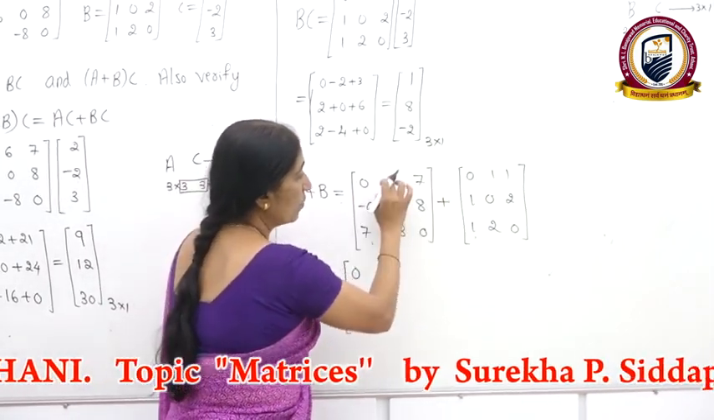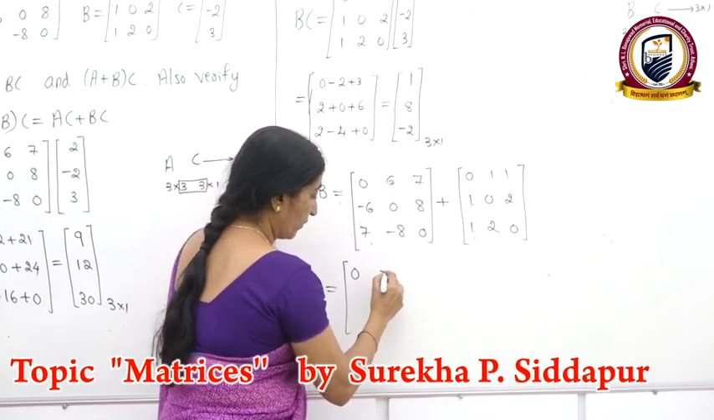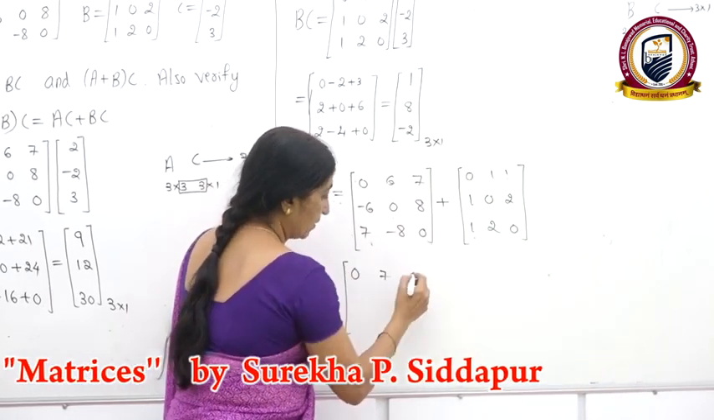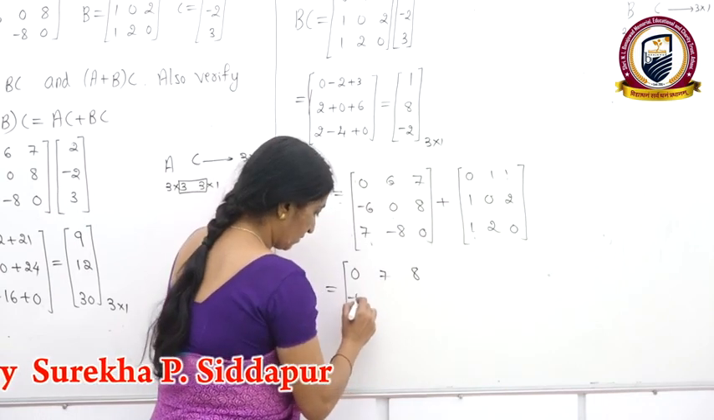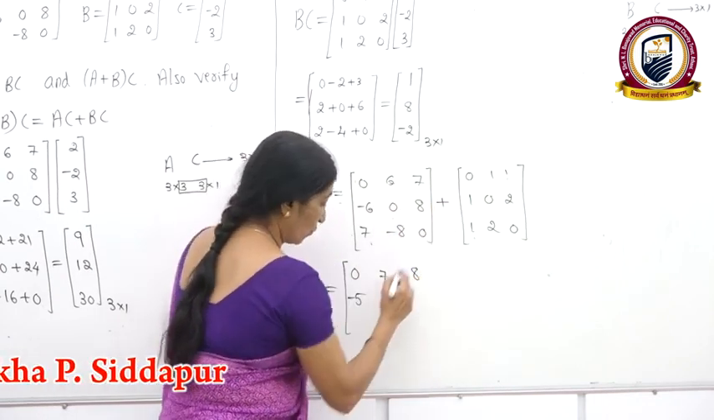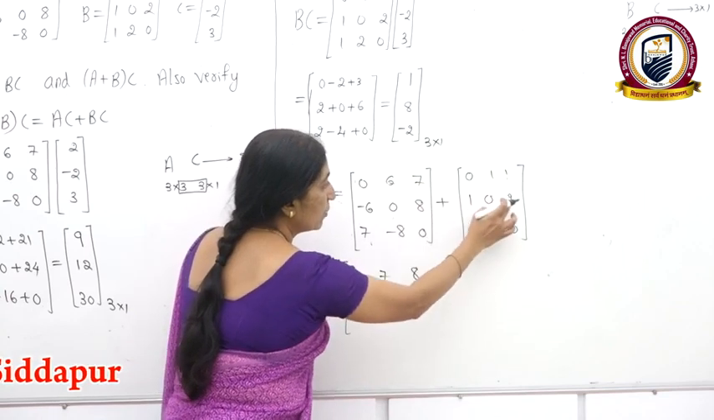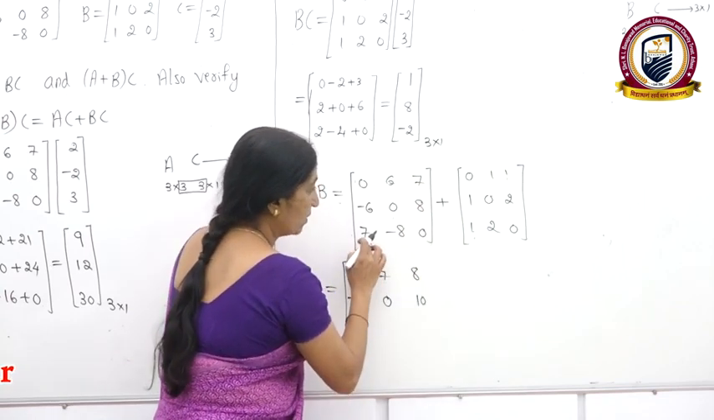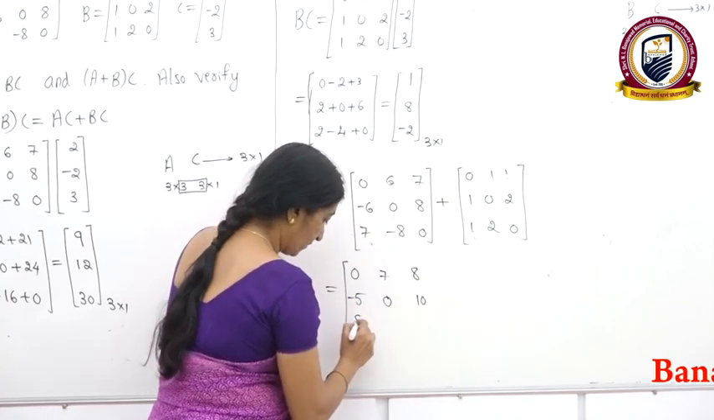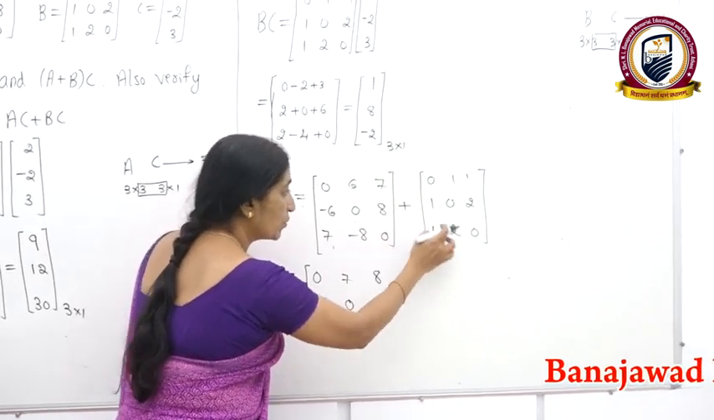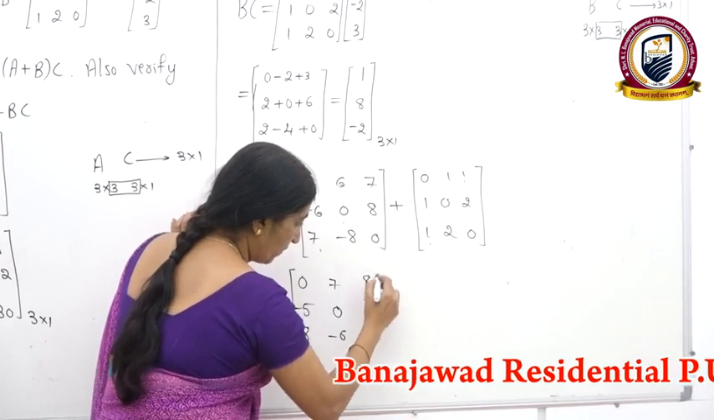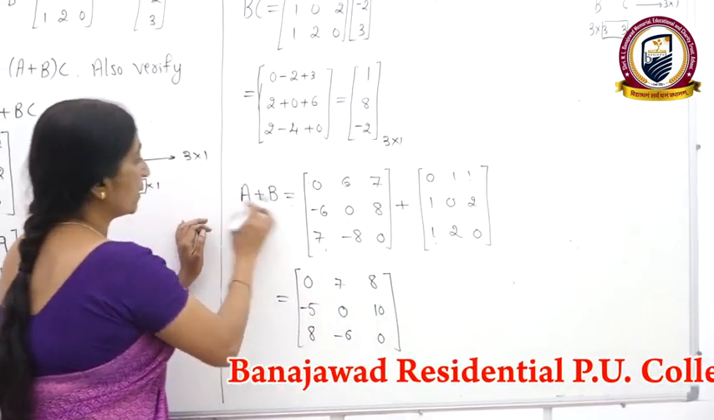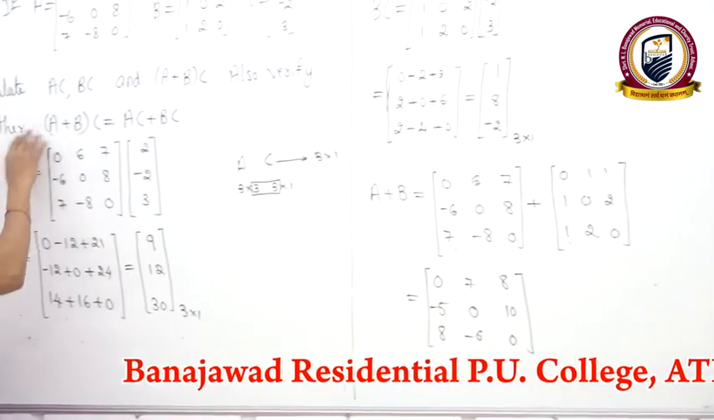0 plus 0, 6 plus 1, 7, 7 plus 1, 8. Come to the next. Minus 6 plus 1, minus 5. 0 plus 0, 8 plus 2. Then 7 plus 1, minus 8 plus 2, minus 6. 0 plus 0. So this completes what? This completes A plus B.